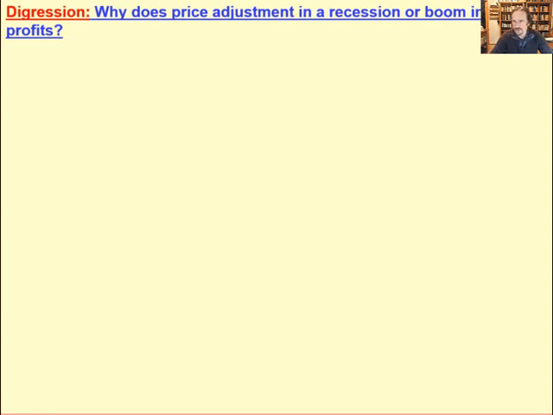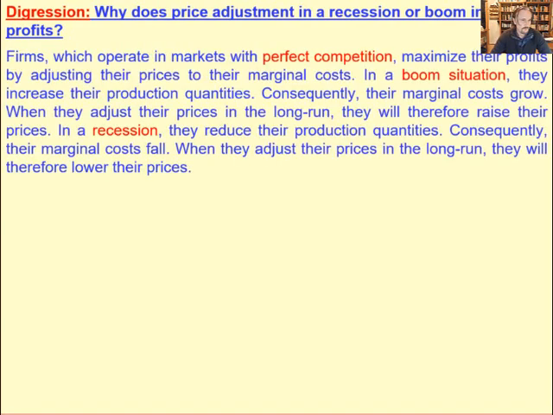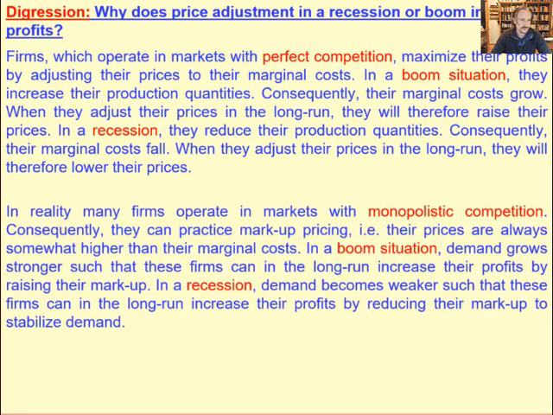In the following, we will analyze what happens if the economy is in a recession and firms start to adjust their prices. Before we do so, let me recapitulate that this behavior we have just discussed is quite general under various microeconomic market conditions. The most important market conditions that we have in reality are, on one side, perfect competition, and on the other side, monopolistic competition. Firms which operate in markets with perfect competition maximize their profits, as we know, by adjusting their prices to their marginal costs. In a boom situation, they increase their production quantities, consequently, their marginal costs grow.